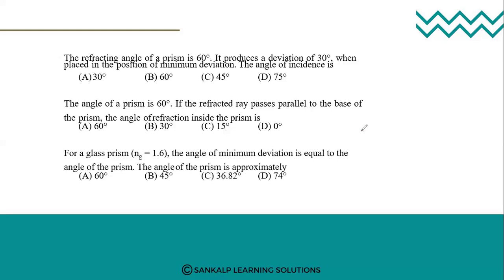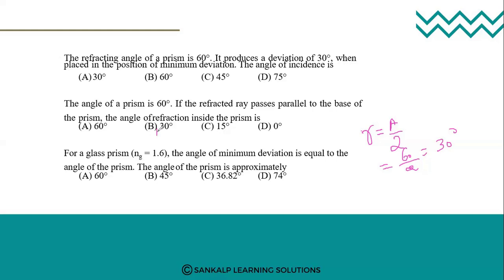So as we know, the relation between r and A is, r is equal to A divided by 2. So A value is 60 degrees. So it is 60 divided by 2, which means this is 30 degrees. That is option B, the answer.